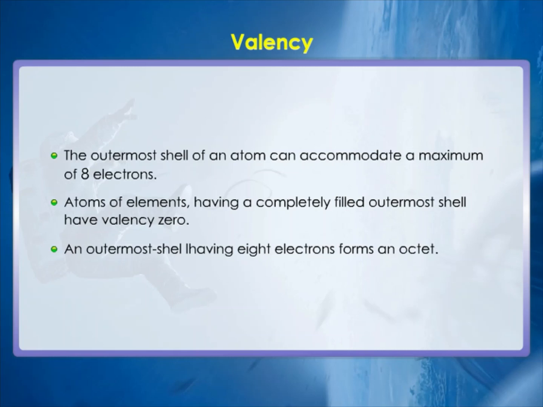An outermost shell which had 8 electrons was said to possess an octet. Atoms would thus react so as to achieve an octet in the outermost shell. This was done by sharing, gaining, or losing electrons. The number of electrons gained, lost, or shared so as to make the octet of electrons in the outermost shell gives us directly the combining capacity of the element, that is, the valency.